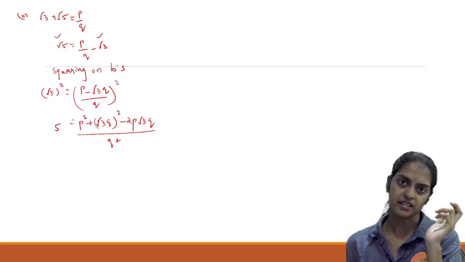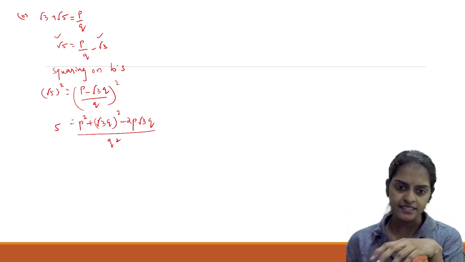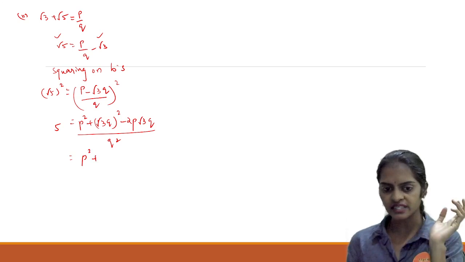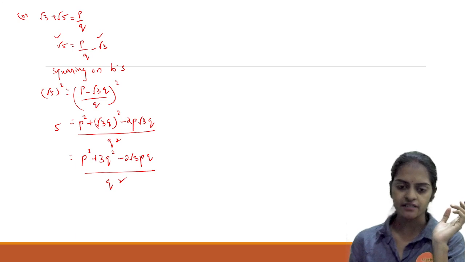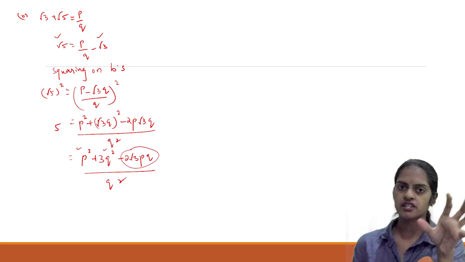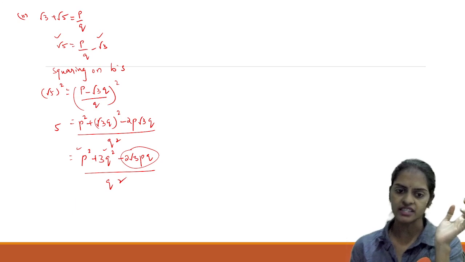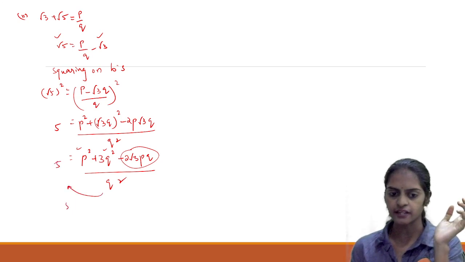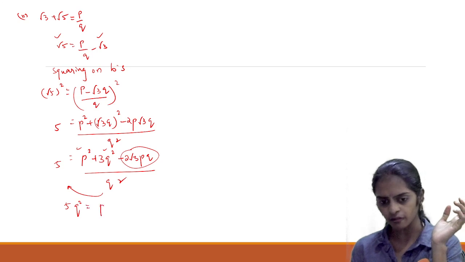Root 5 whole square is 5. Now you can see there is one more step I will write, then you can understand better. Root 3 whole square is 3q square, minus 2 root 3 pq, I wrote by q square. You can see very clearly all these are rational, only here you have the irrational number. So our aim is, as you know, rational number one side, irrational number one side. So all rationals one side, let us take. So q square, take it to the other side. So 5q square is equal to p square plus 3q square minus 2 root 3 pq.